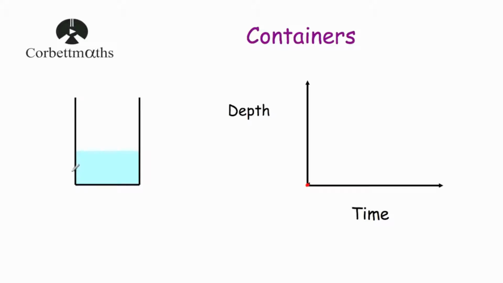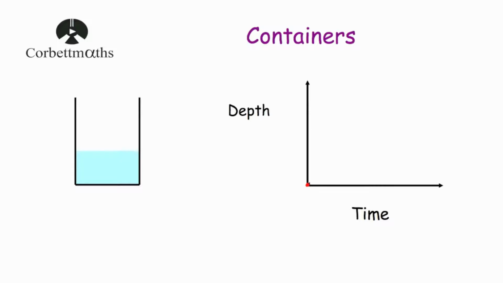So if we had a container that looks like this with vertical sides, and we had an empty container to begin with and we started filling it up at a steady pace, so in other words we've just turned our tap on and we're letting it run at a steady pace, what would happen? Well, to begin with the container would be empty, and then the height of the water, the depth of the water would just steadily increase. After 1 second the depth could be 1 centimeter, after 2 seconds it could be 2 centimeters, and so on.